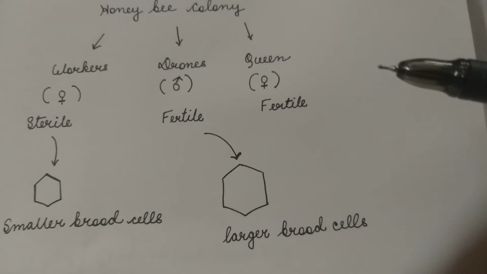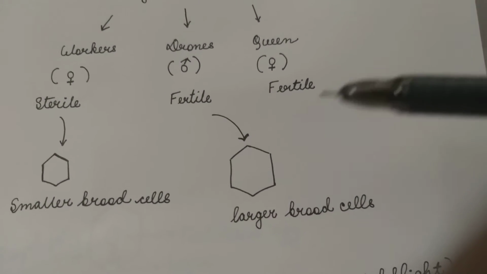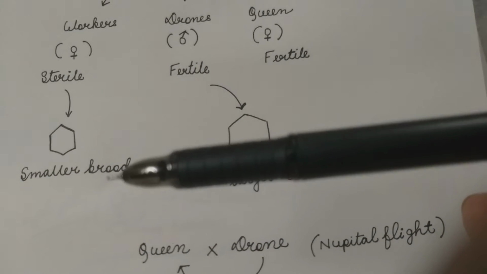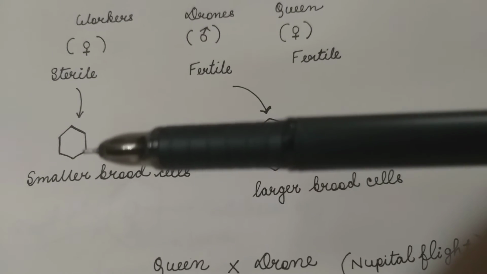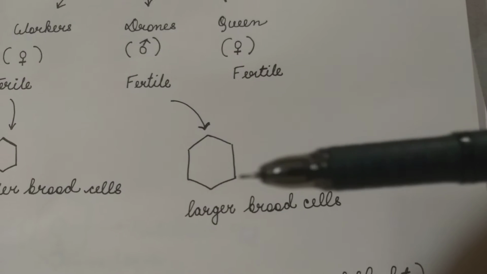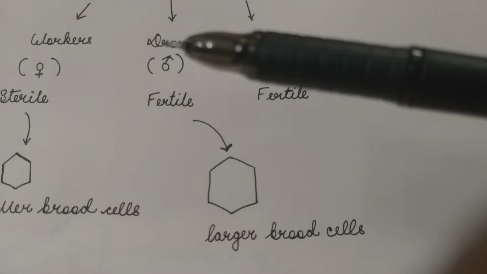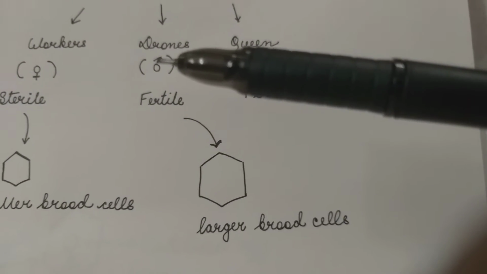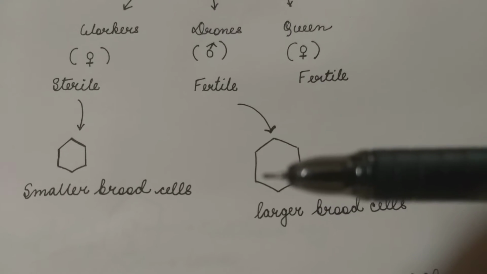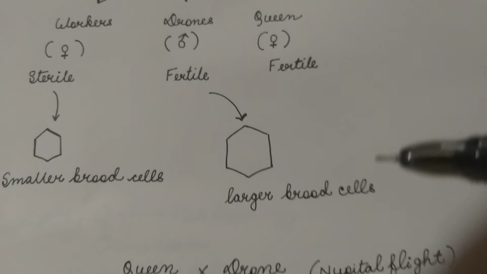Now, in the beehive, there are hexagonal chambers which are called brood cells. Some brood cells are smaller, which are reserved for the development of worker bees, and some brood cells are larger in size. They are reserved for the development of drones. So there are two types of brood cells in the beehive: the smaller brood cells and the larger brood cells.